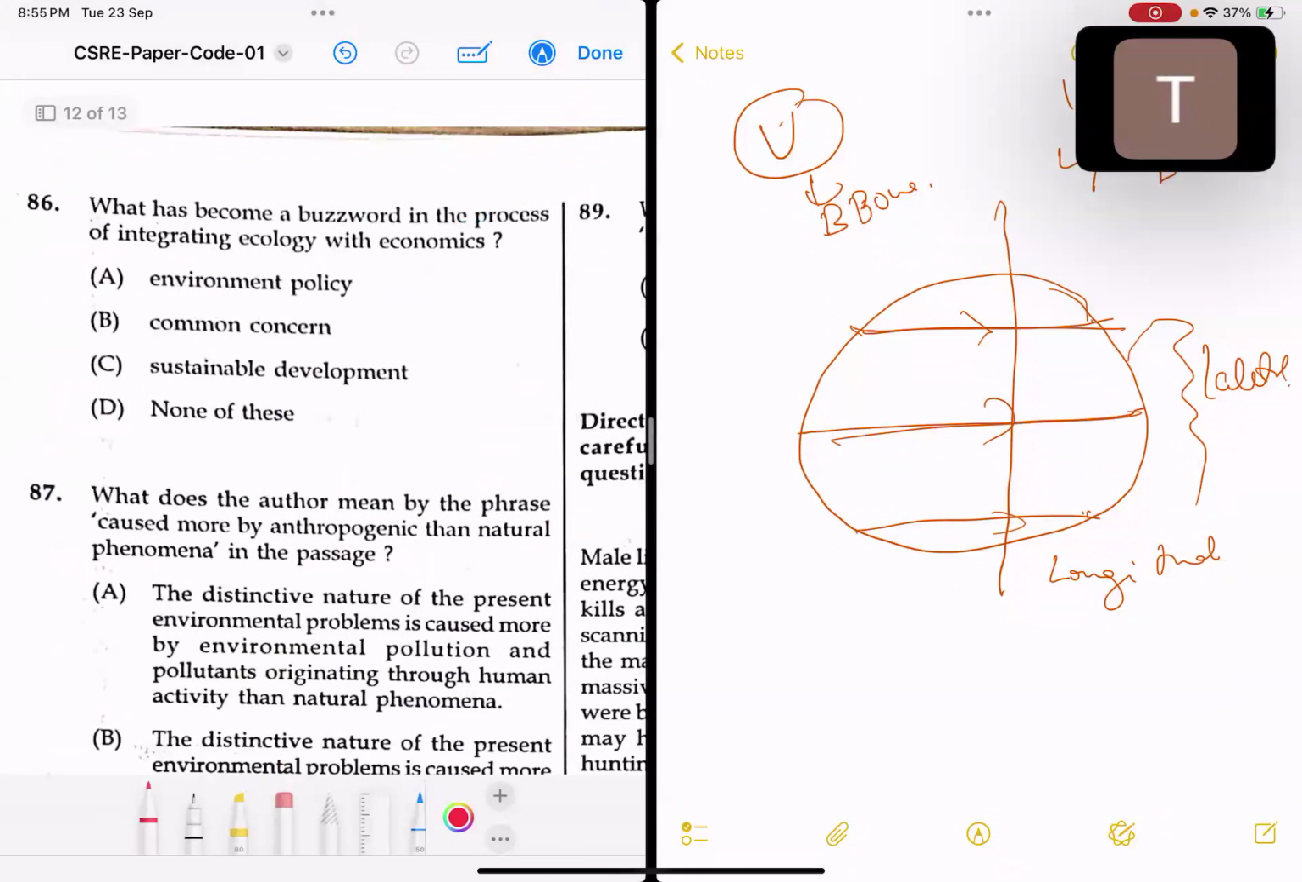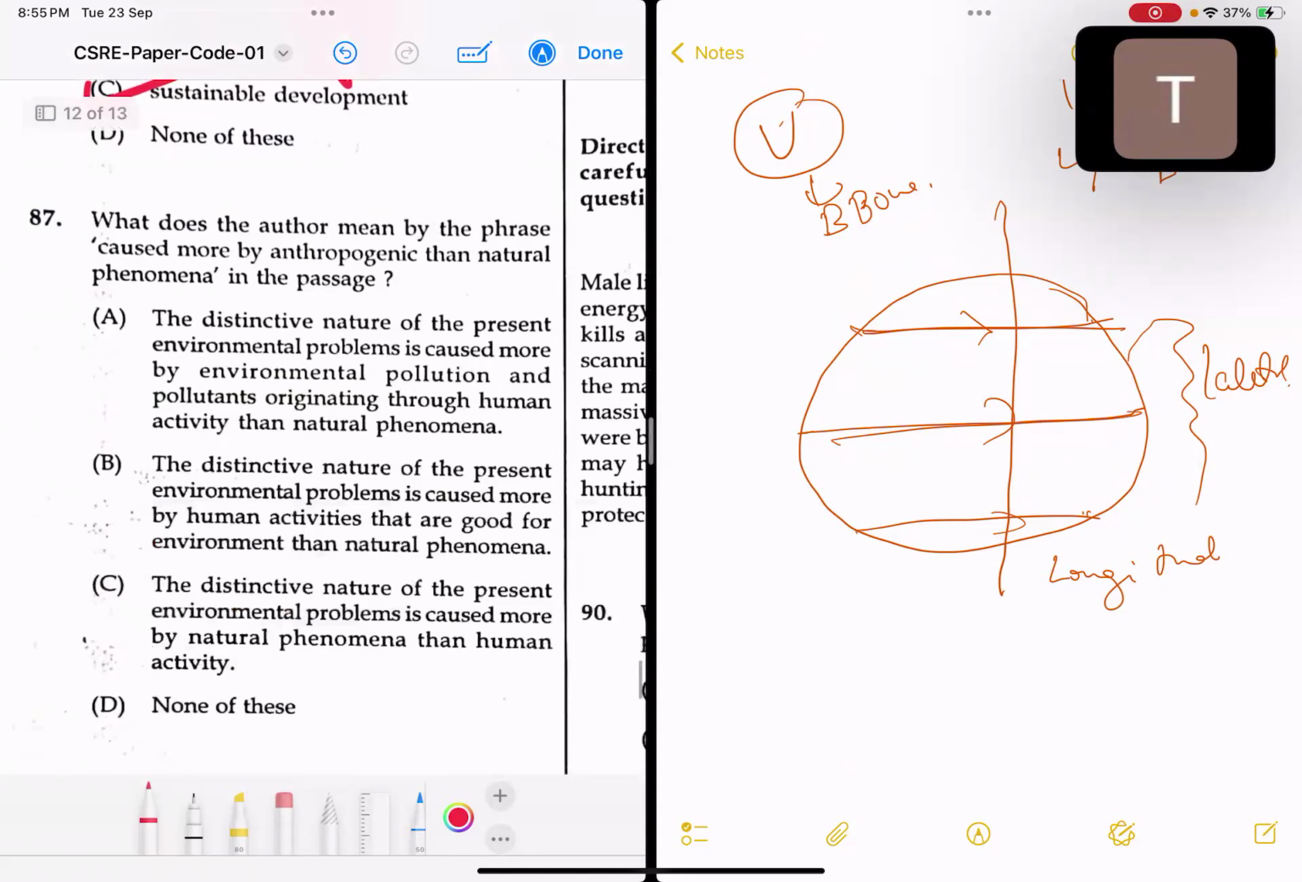86. What has become a buzzword in the process of integrating ecology with economics? So it is C, right? It's given in the passage, last second line, sustainable development. When we say sustainable development, it simply means we will combine the philosophy of ecology with the principles of economics. When we combine the philosophy of ecology with the principles of economics, that is known as sustainable development, okay?